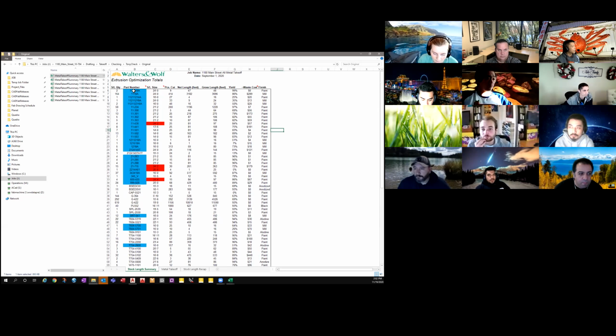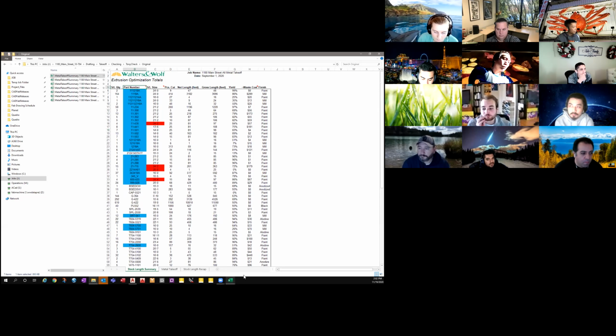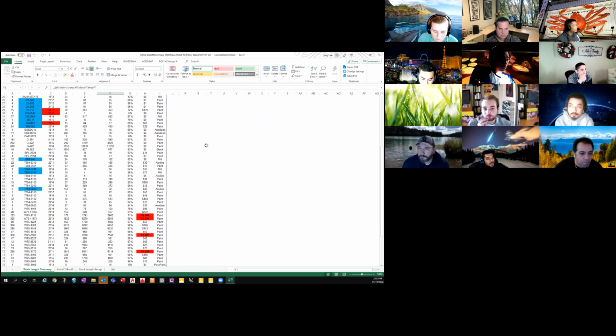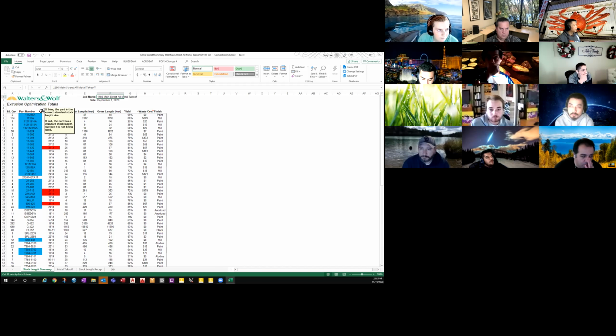As you can see, there's a blue color under the part number, and there's a red color under the stock length sizes. If you put your cursor close to it, hover over the little triangle right there, it describes what the blue color and the red color mean. Under the part number column, a blue color means the part is the correct standard stock length size. If it's red, the part has a standard stock length size, but it is not being used.